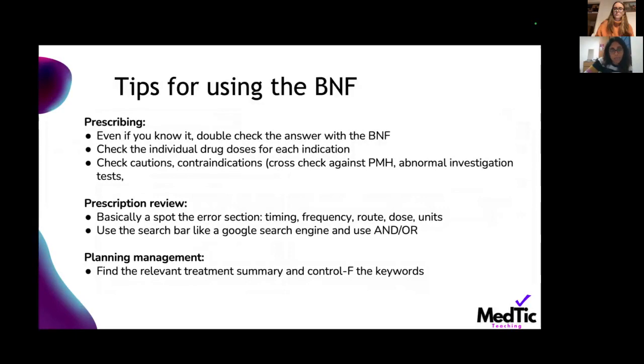So it means that perhaps there's been an error in the timing of the drug, the frequency, the route, the dose, or the units. And this is where it's really useful to use the BNF. You can use that tip that I mentioned earlier, or just use the search bar for the BNF like a search engine. I know I did. And for planning management, it's more about using the relevant treatment summaries and finding the keywords as quickly as possible. So this is where split screening and Control F-ing all of your keywords will be very useful.